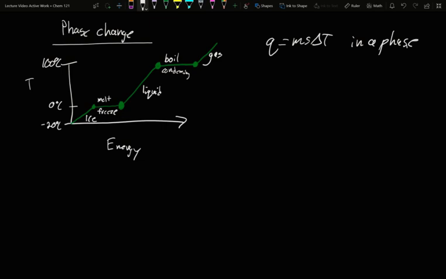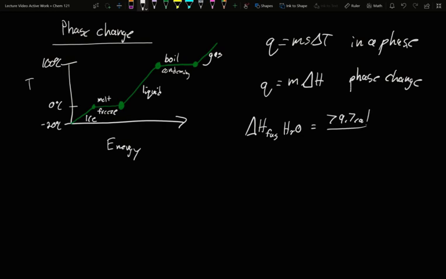So there's a separate formula. Q equals m delta H for a phase change. Delta H is another constant. It's unique to every chemical and every phase change. For water, the delta H of fusion, which is the melting or freezing, is equal to 79.7 calories per gram.